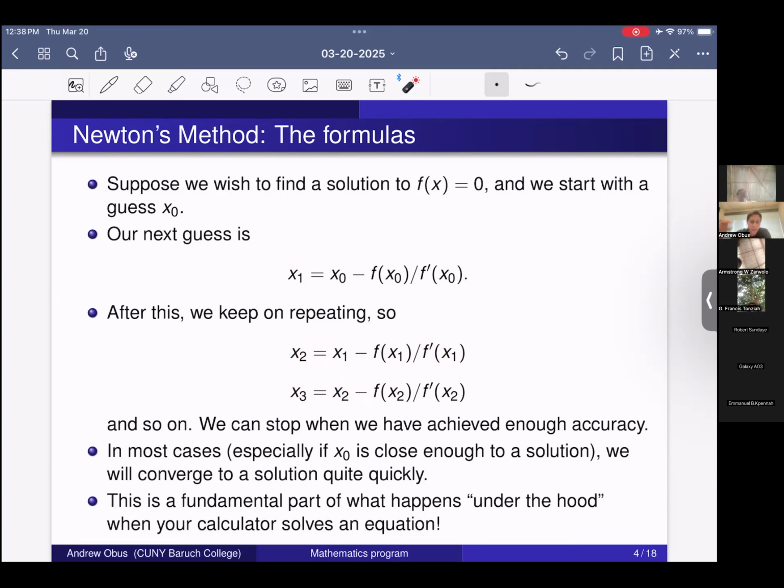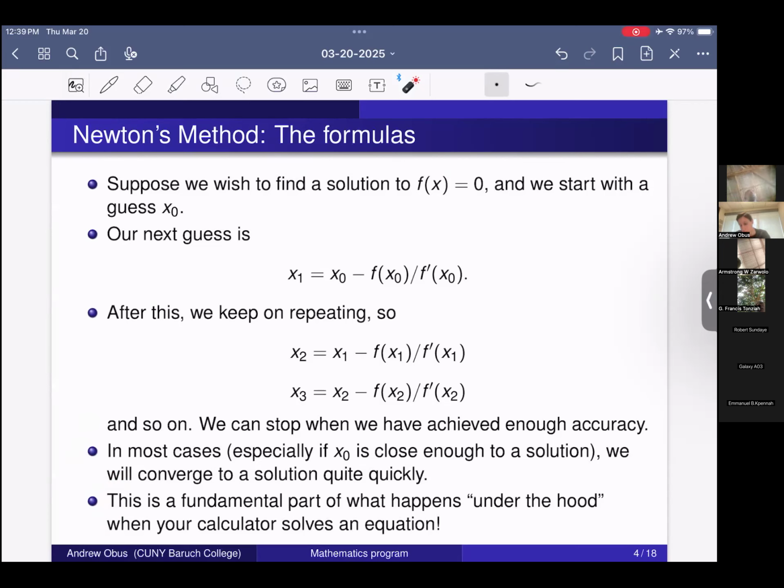You're going to get the same number of decimal places everywhere. So we can stop when we've achieved enough accuracy. And in most cases, you end up converging to a solution very quickly. You don't need to do very many steps of Newton's method in order to get an approximation to a good number of decimal places. And this is really the basic algorithm of what's going on under the hood when your calculator is trying to solve an equation.